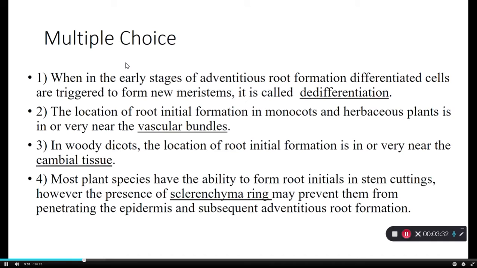Most plant species have the ability to form root initials in stem cuttings. However, the presence of a sclerenchyma ring may prevent them from penetrating the epidermis and subsequent adventitious root formation. So this is a layer of sclerenchyma cells beneath the epidermis that becomes almost a barrier that can slow down or inhibit roots from breaking through that stem out into the surrounding soil.